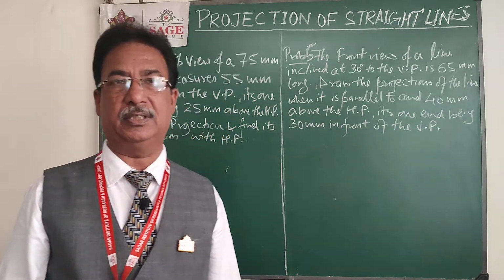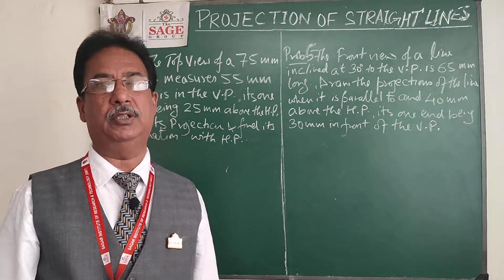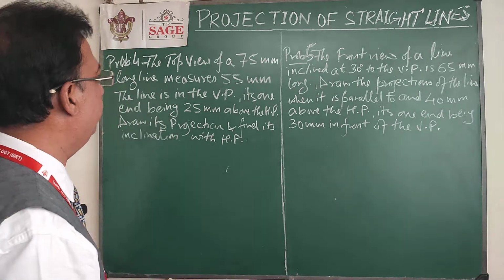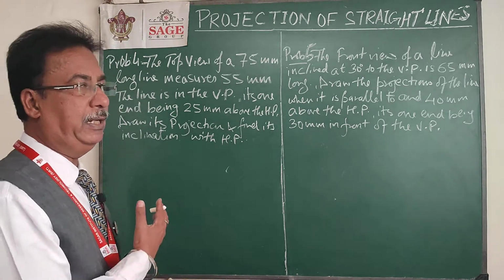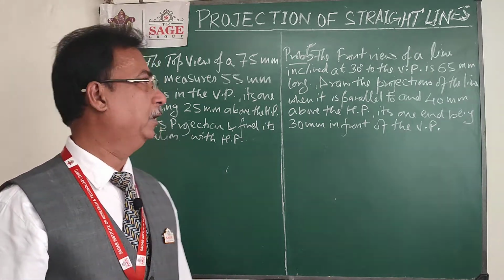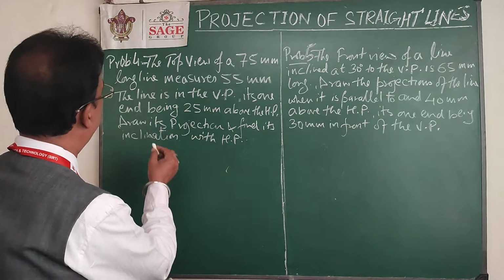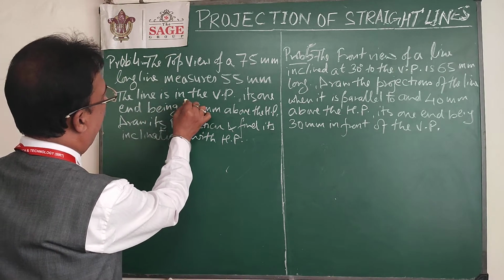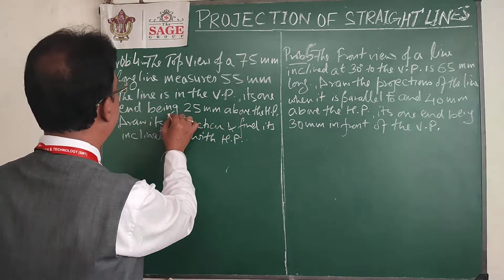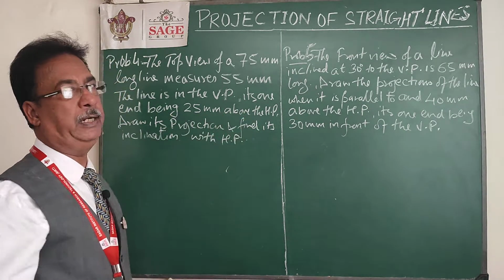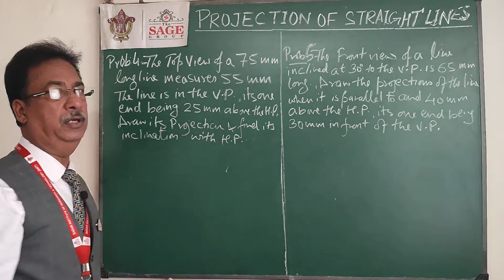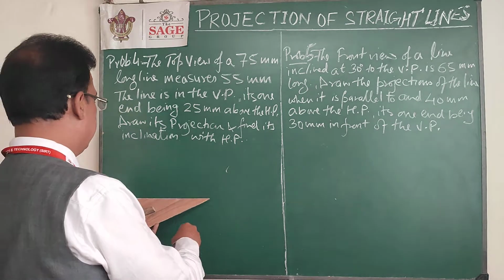As I have already discussed with you, whenever we want to solve a problem of a straight line, initially we will plot the first point. Whatever the first point is given to me, I will plot that. If the name is not given in the problem, then I will suppose the name of the line is AB. The line is in the VP, it means both the ends, A as well as B, will be on the VP, and its one end is 25 mm above HP. It means the first point A will be 25 mm above HP and on the VP. So I will start with this point.